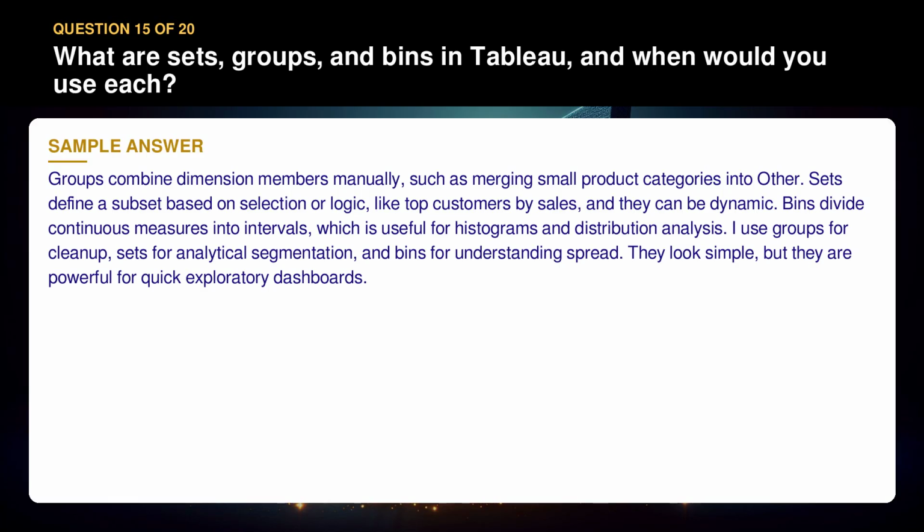Groups combine dimension members manually, such as merging small product categories into other. Sets define a subset based on selection or logic, like top customers by sales, and they can be dynamic. Bins divide continuous measures into intervals, which is useful for histograms and distribution analysis. I use groups for cleanup, sets for analytical segmentation, and bins for understanding spread. They look simple, but they are powerful for quick exploratory dashboards.